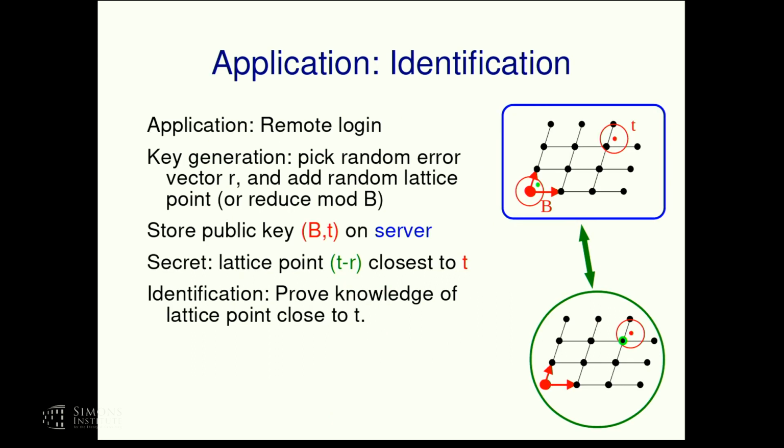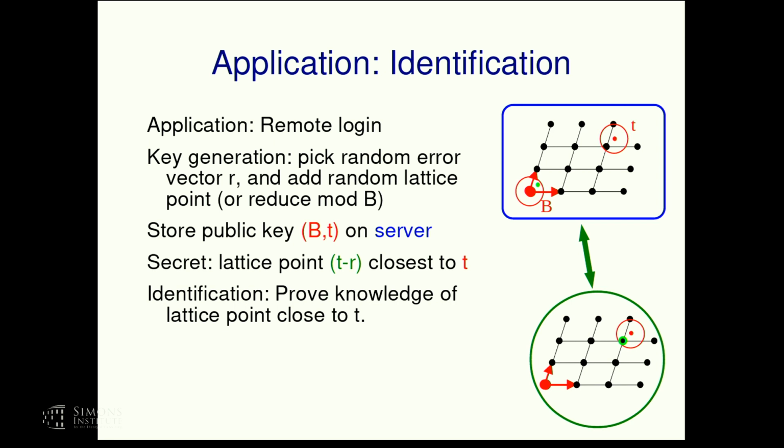So this has direct applications in identification schemes and many other simple applications I mentioned before. You could use this pair, a lattice basis B and a target T, as your public key. The lattice point close to the target is your secret key, and you can put this public key on a server that uses it as your identity. In order to identify yourself to the server, you prove knowledge of a lattice point close to T.